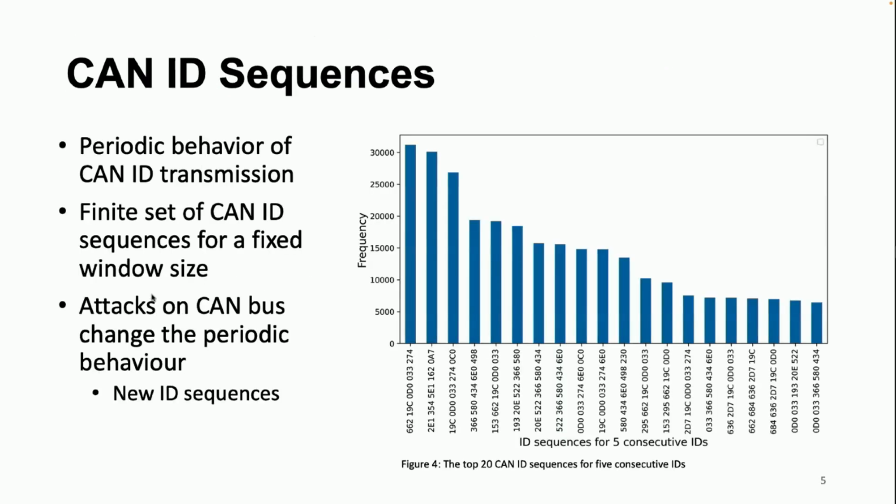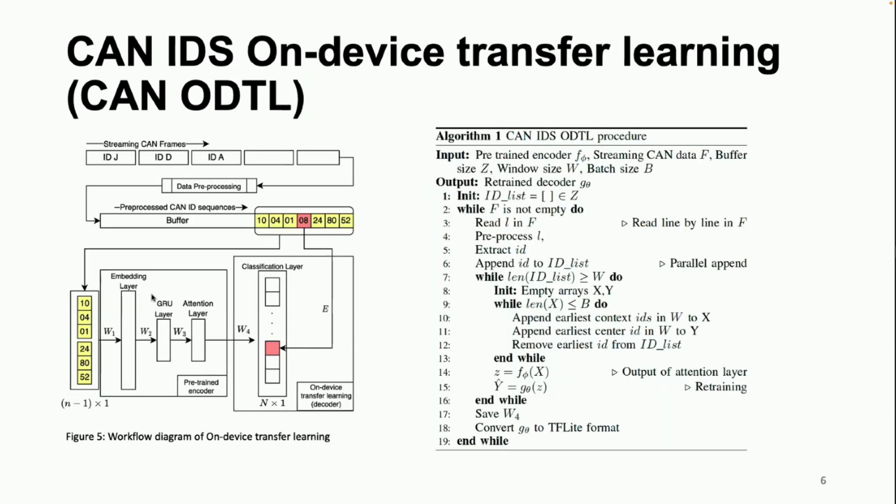When it comes to the CAN data, CAN IDs are transmitted based on a predefined time interval. This creates a finite set of CAN ID sequences for a fixed window size. Randomness and ID-based priority cause a large number of CAN ID sequences to be created. This demands a large dataset to learn the majority of benign sequences. Attacks on the CAN bus, on the other hand, introduce new sequences which cannot be observed during benign driving. Therefore, we can utilize this property to identify attacks on the CAN bus.